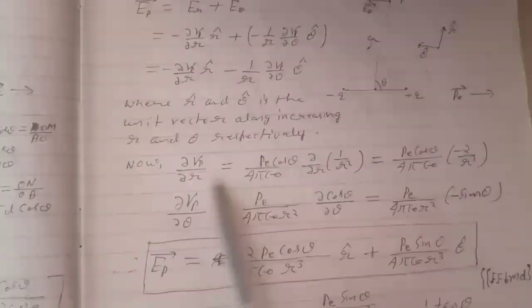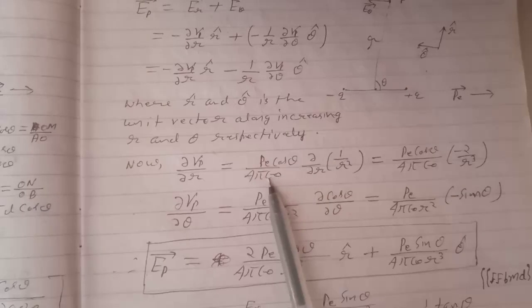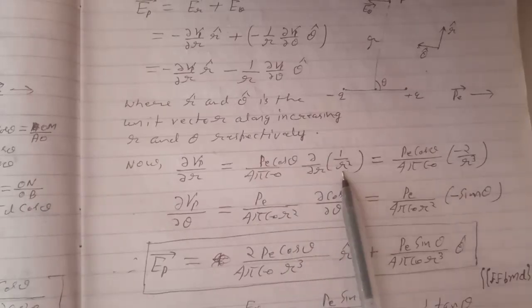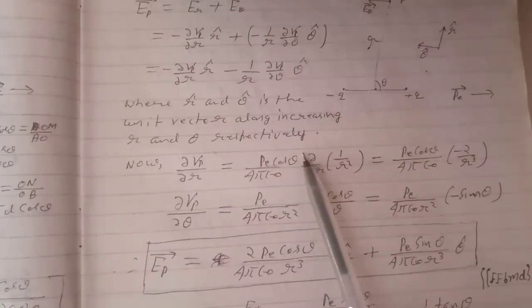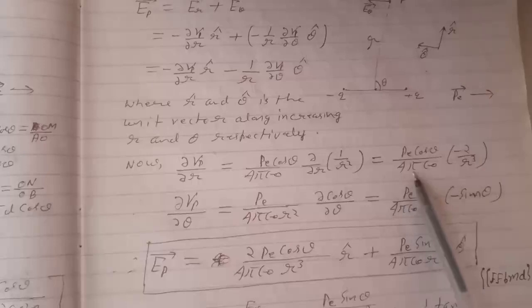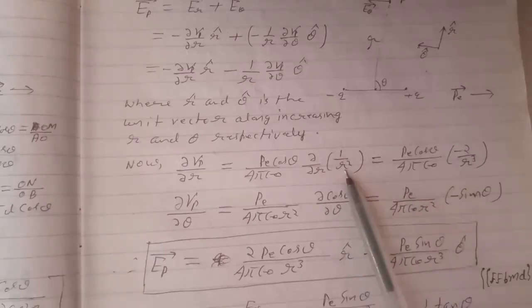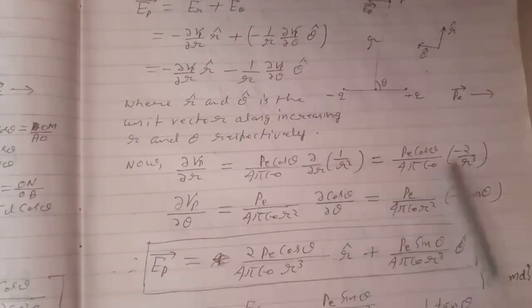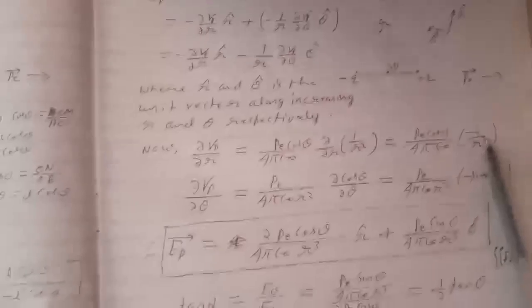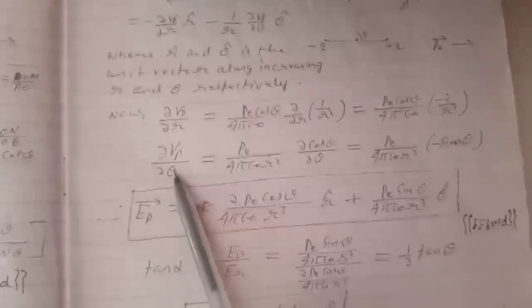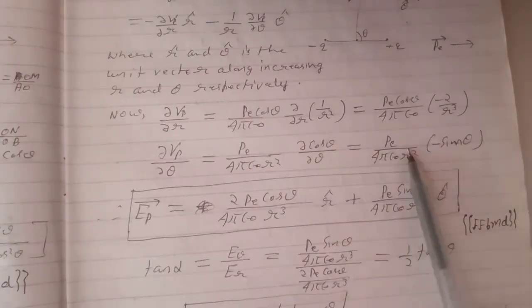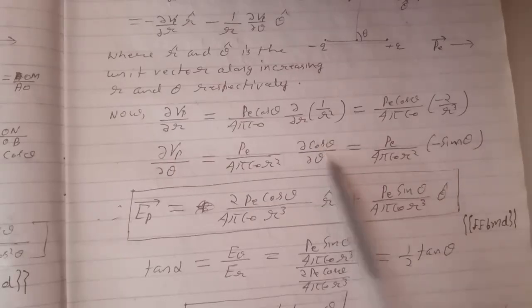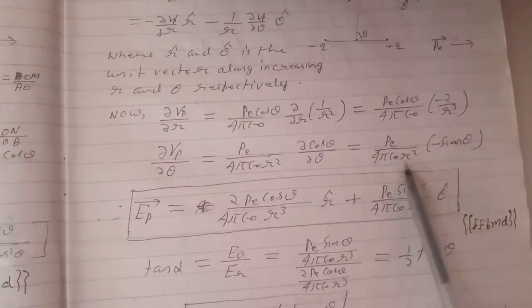Now ∂V_p/∂r is p cos θ by 4πε₀ into ∂/∂r of 1 by r squared. We have calculated the value of V_p, which has been placed here. So p cos θ by 4πε₀, and the differentiation of ∂/∂r will be minus 2 by r cube. And ∂V_p/∂θ is p by 4πε₀ r squared into ∂ cos θ/∂θ, and the differentiation of cos θ is minus sin θ. So p by 4πε₀ r squared times minus sin θ.